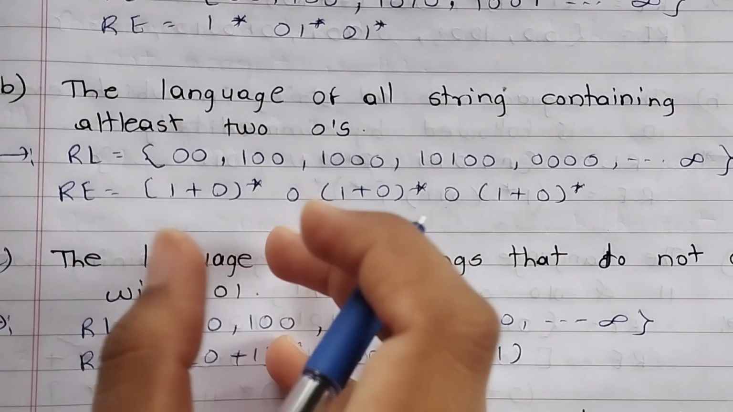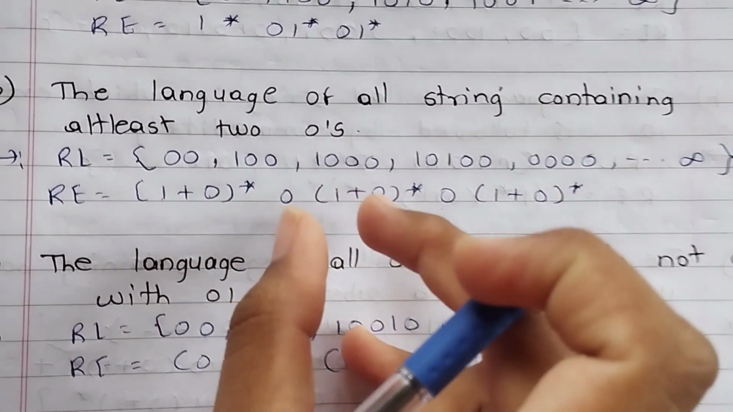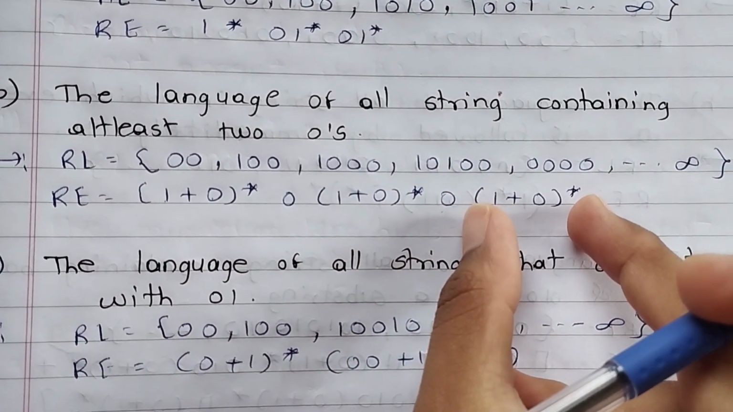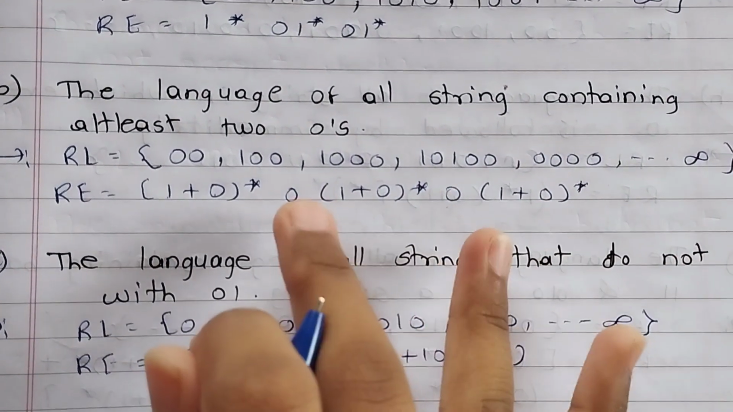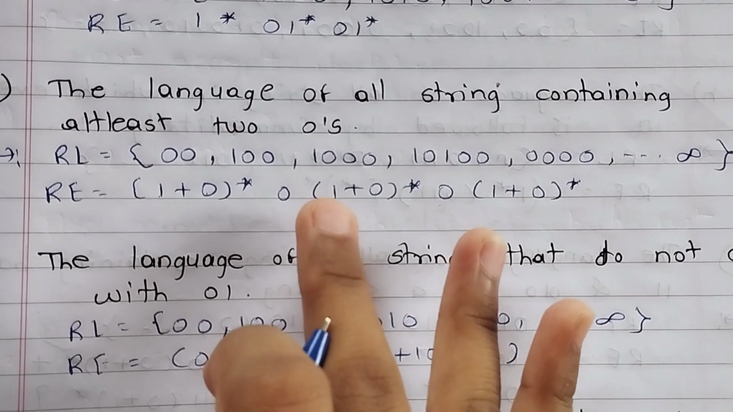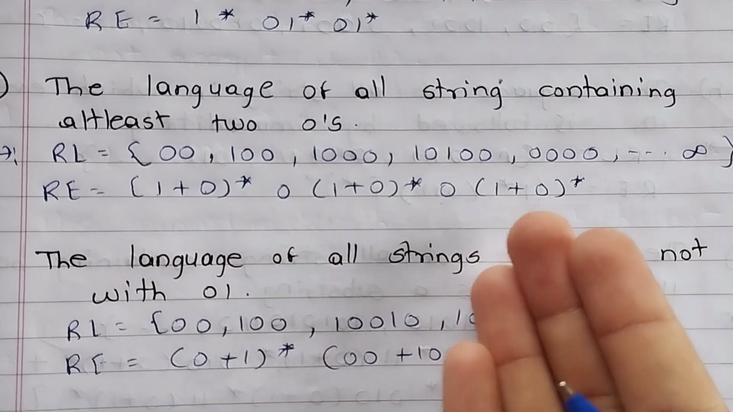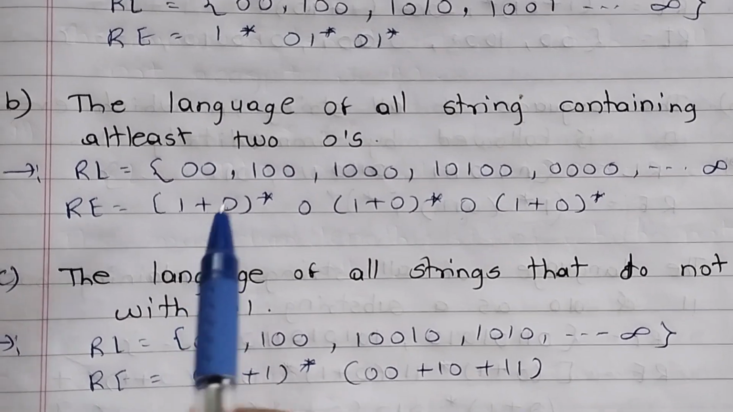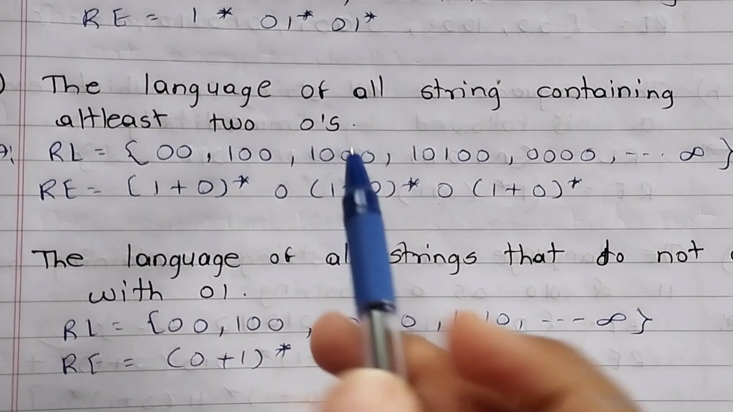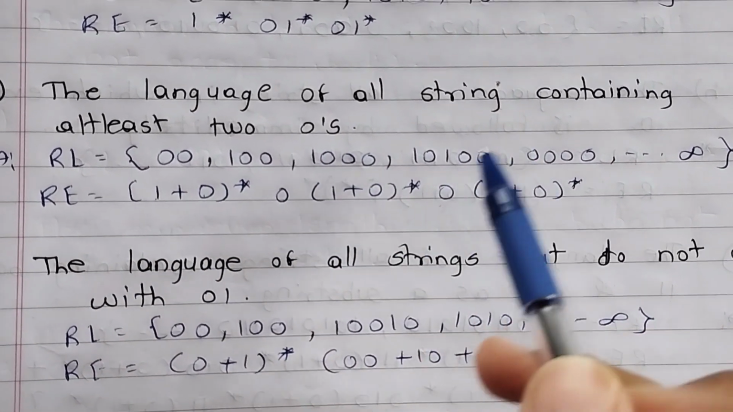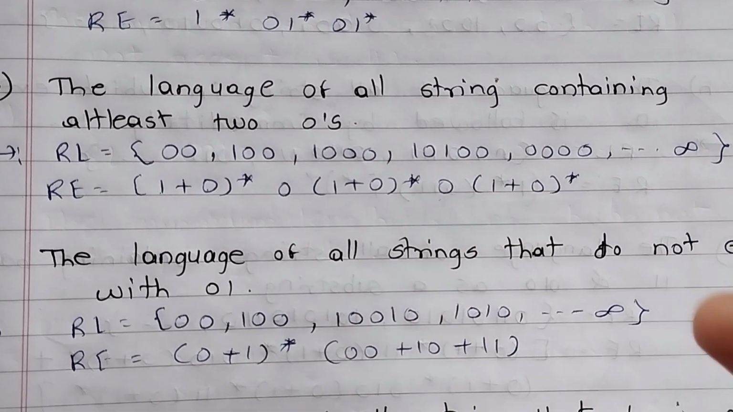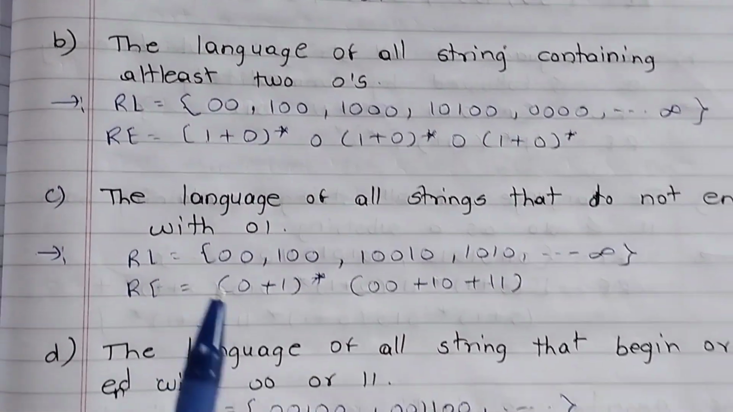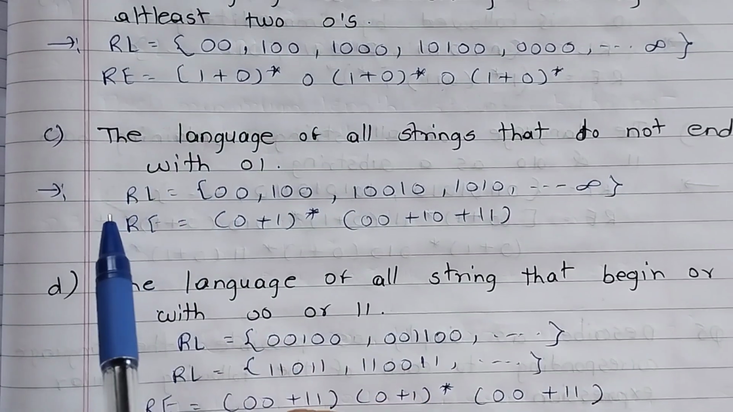So for that we write (1+0)*0(1+0)*0(1+0)*. It means any string which contains two 0s compulsorily, and the remaining part can be null or any combination of 1 and 0, and the same for this and this bracket. So I hope you get the idea. Now we move to the next question.